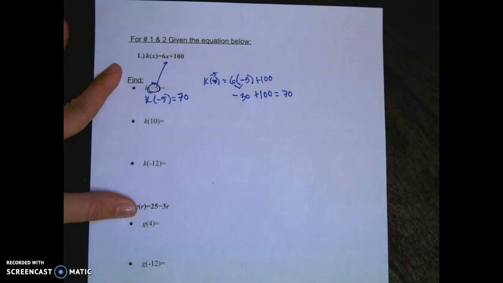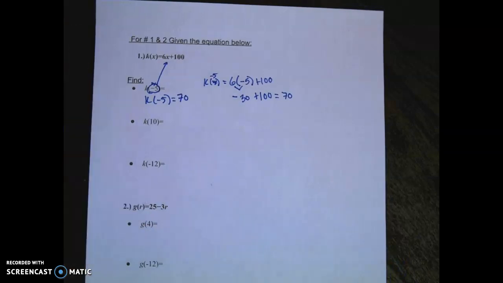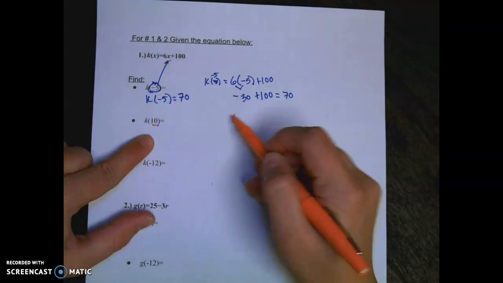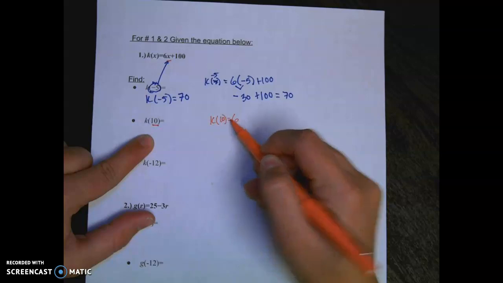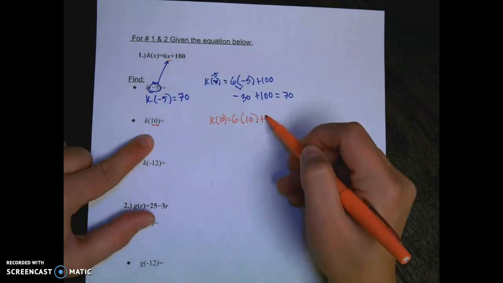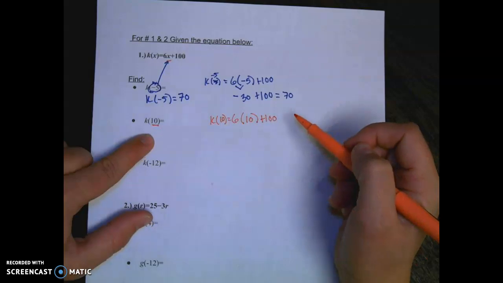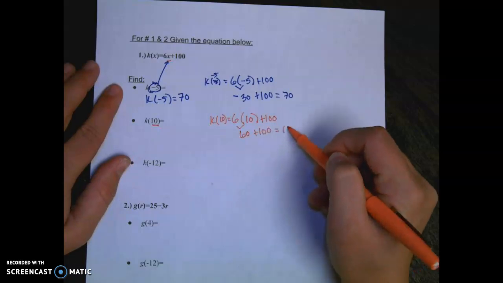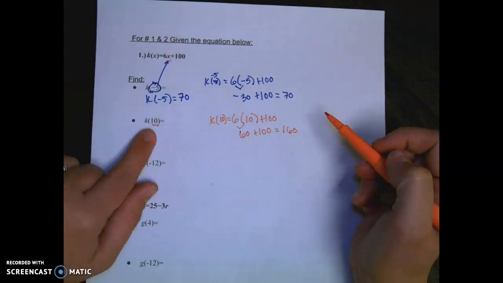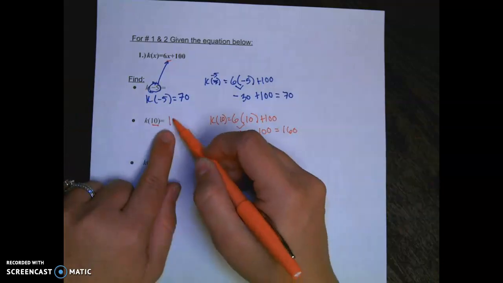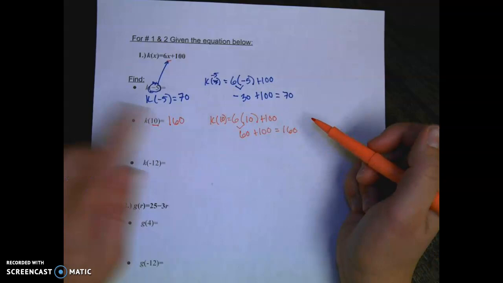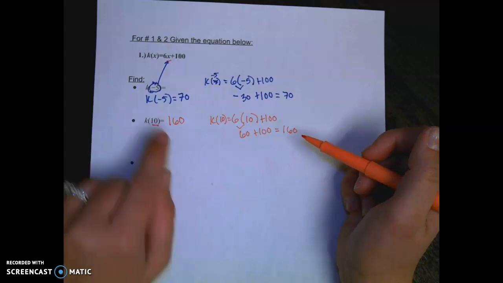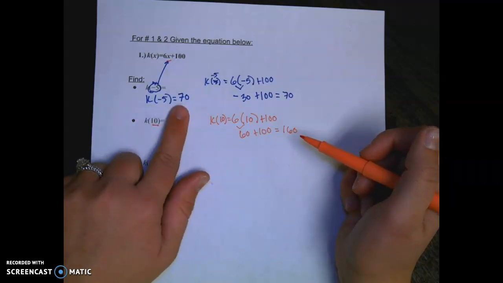So now we're going to do the same thing, except now we're going to plug in 10 for this x. So now I have k of 10 equals 6 times 10 plus 100. So 6 times 10 is 60, plus 100 would give me 160. So at k of 10, we're going to have 160. So remember, if I was going to graph these numbers, at 10, I would see my line hit 160. At -5, I would see it hit at 70.